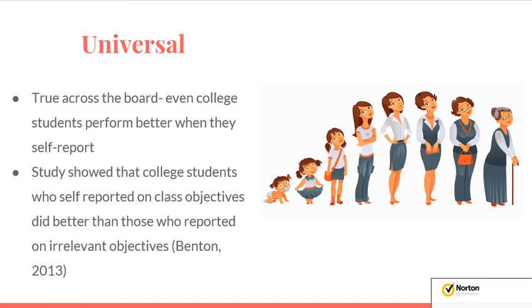This study is universal and it's true across the board. Even college students perform better when they self-report. A study showed that college students who self-reported on class objectives did better than those who reported on irrelevant objectives. So when they self-reported about what was important in the class, they did better and were able to stay on task better than the students who were unfamiliar with the purpose of the class or the objectives they needed to obtain.